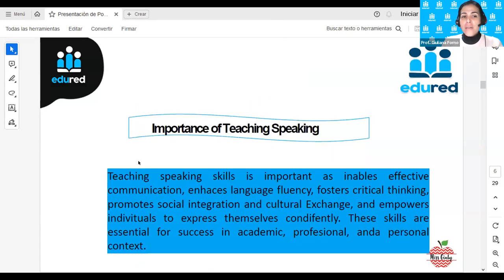Okay, now, the importance of teaching speaking. Teaching speaking skills is important as it enables effective communication. You're not going to be able to communicate if you don't speak. It enhances language fluency, fosters critical thinking, promotes social integration and cultural exchange. It's going to let you know new people, different people, and empowers individuals to express themselves confidently. These skills are essential for success in academic, professional, and personal contexts. For us to be able to communicate, we need to speak. That's why it's so important. Because it's going to help us integrate what we are learning with other people and use it in meaningful situations so we can truly learn something.